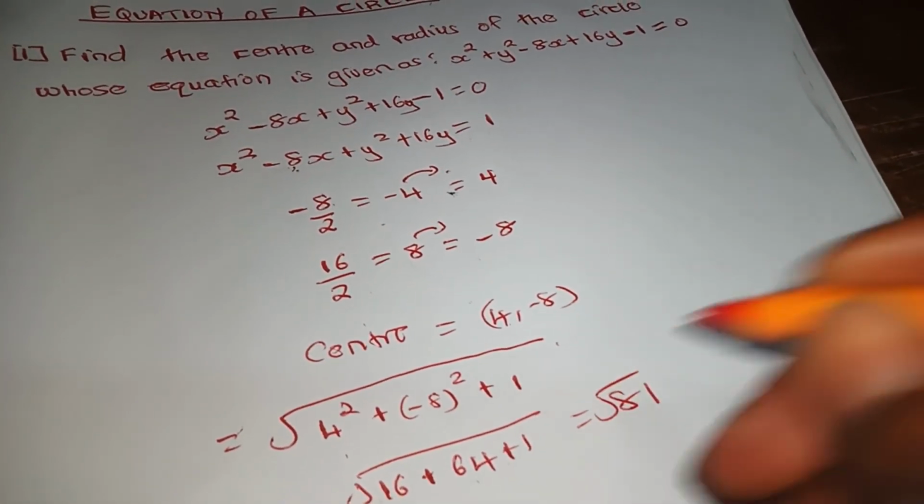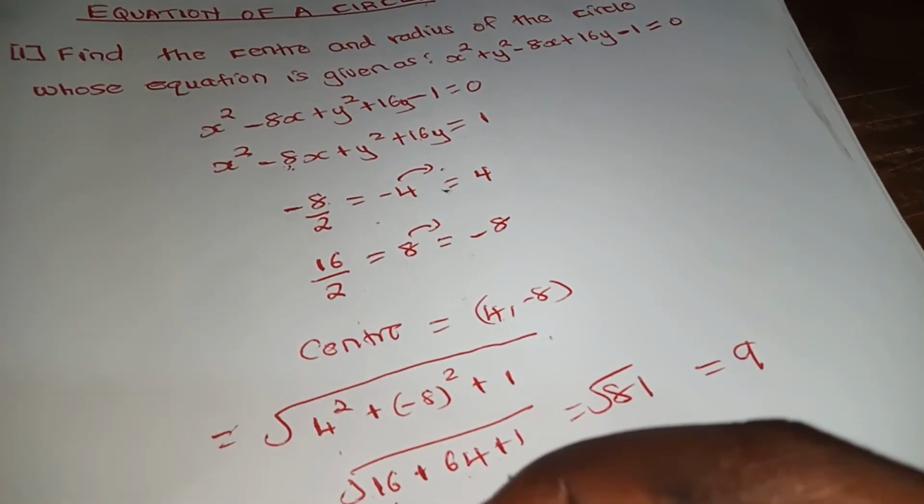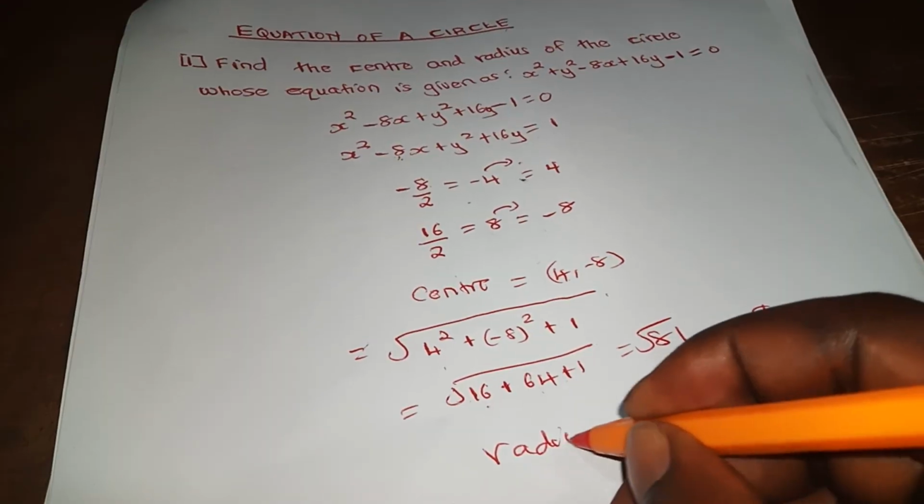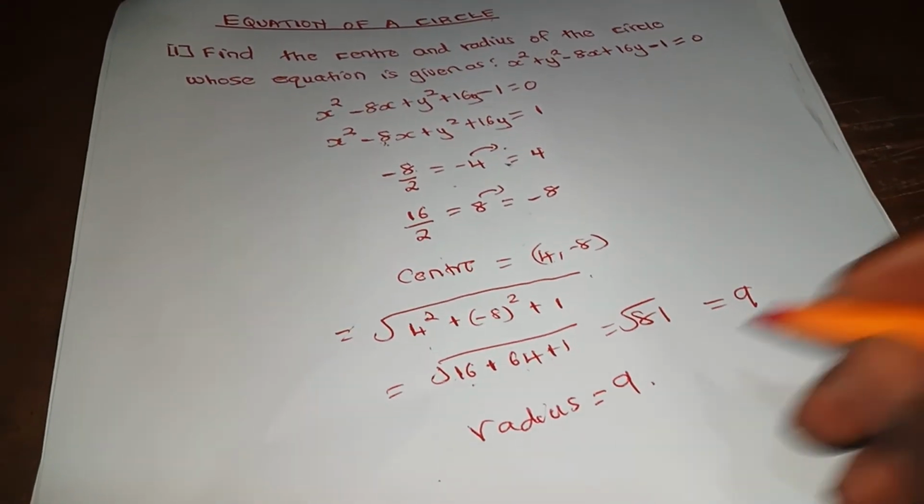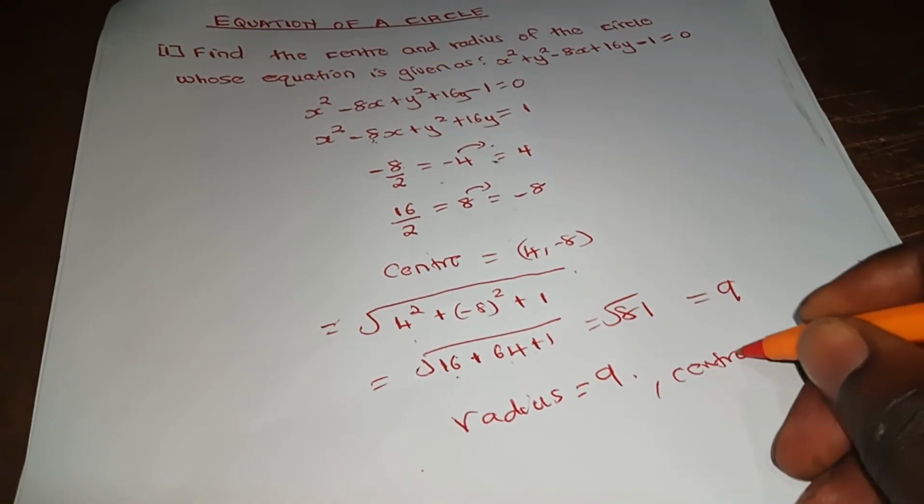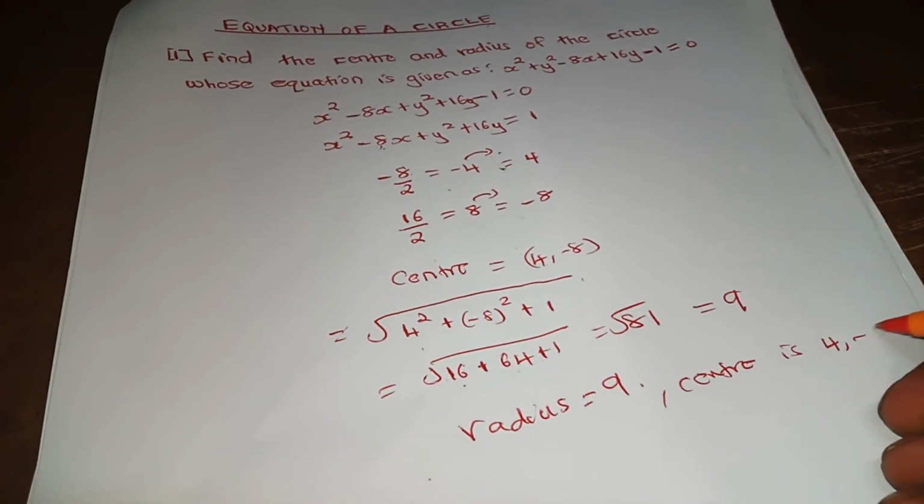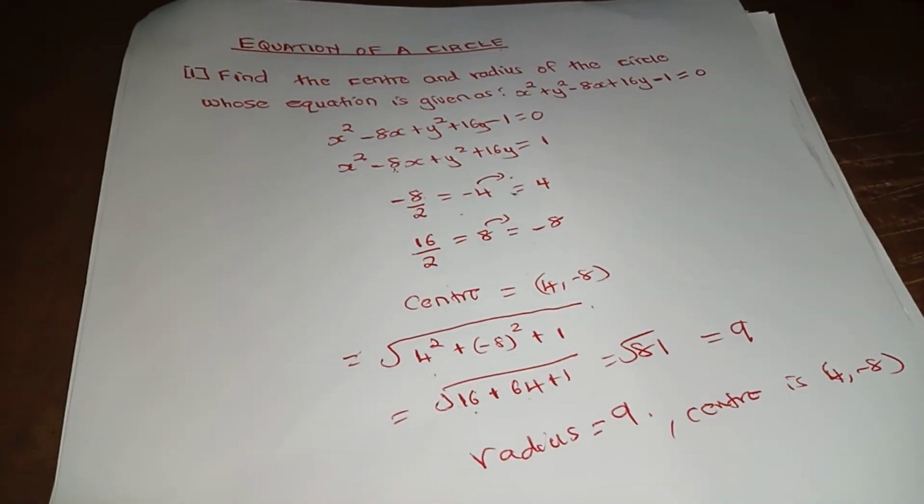The square root of 81 is 9. So the radius of that circle becomes 9. That's the radius. And then the center is 4, negative 8. And that's how you do that question.